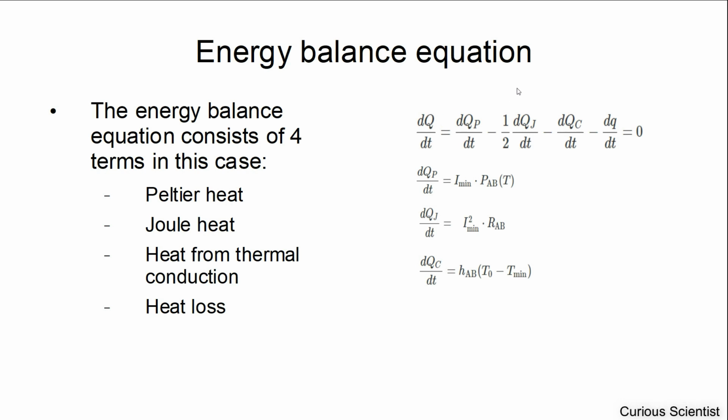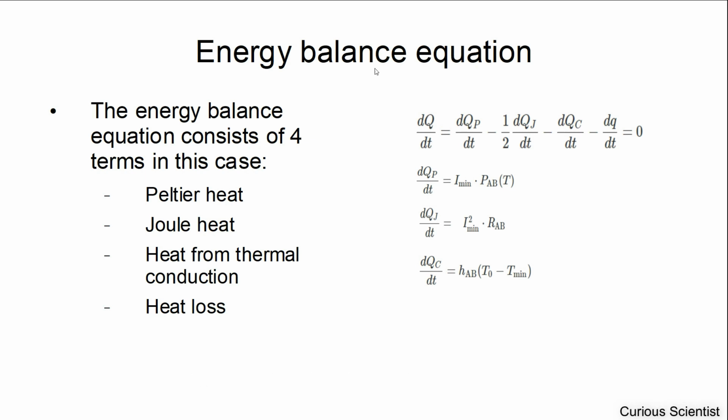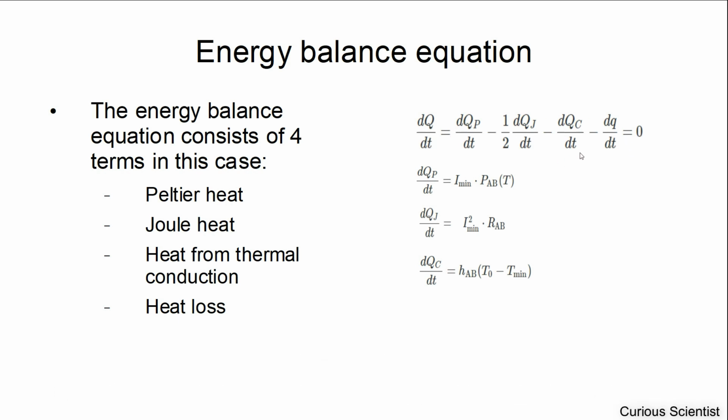And then we have this energy balance equation. I hope it is called like this. If not, please correct me. I don't know all the English terms, but I'm trying. What this says is that we are in a stationary state, so dQ over dT is zero. What this energy balance equation contains is the following. We have the Peltier heat here, which depends on the current and the Peltier coefficient, which is also dependent on the temperature. So again, as I mentioned, everything is very temperature dependent. If you have different cooling, different numbers will be in your calculations.